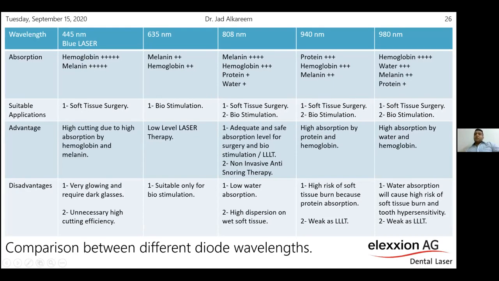The disadvantage of it is, because it has water absorption also, you have a high risk to increase the temperature of the soft tissue and also to cause tooth hypersensitivity, because our teeth include water and include hydroxyapatite. So if you have an absorption of the 980 into the water, which is available in the dentine and the enamel, and you are using a high power, you will have a high risk maybe to affect the pulp or to cause hypersensitivity of the teeth.